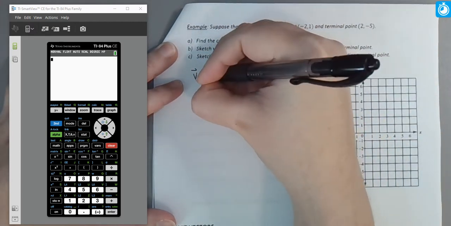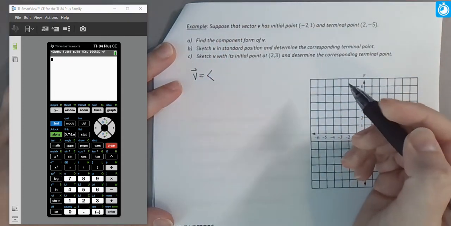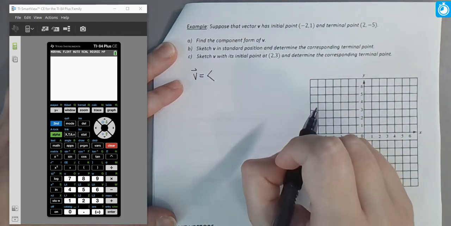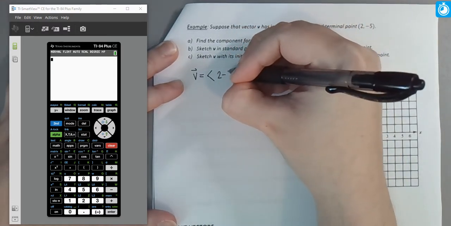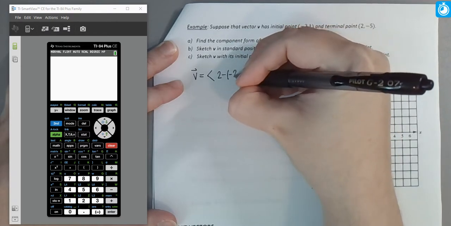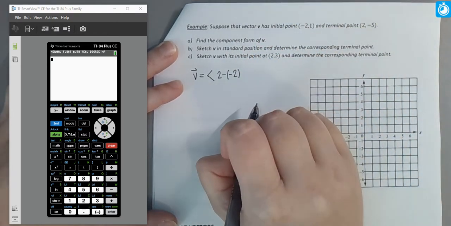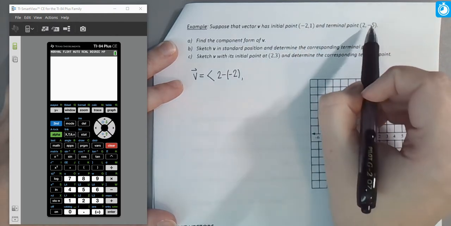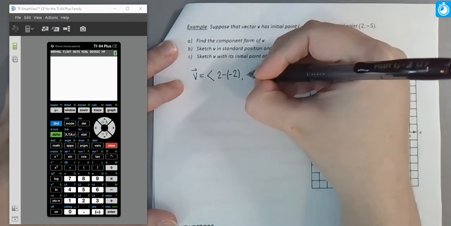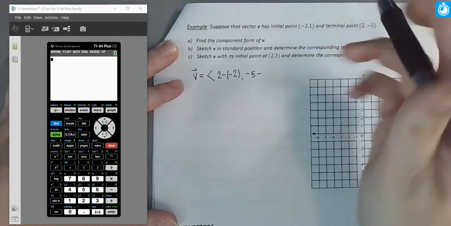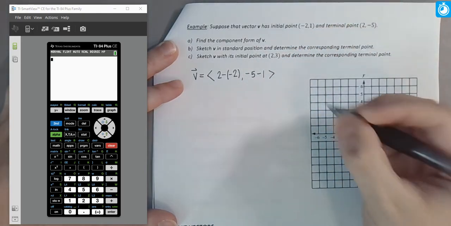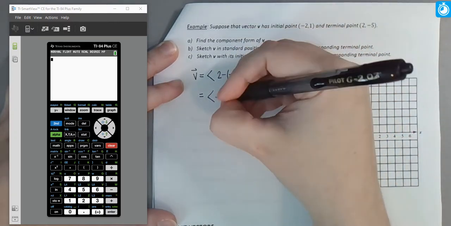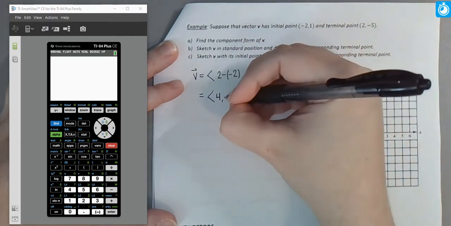So v in component form, our first component is going to be our horizontal displacement. So in other words, how far we have to go to get from our first x-coordinate to our second x-coordinate. And that's going to be defined as x2 minus x1. So watch your signs here. We're subtracting them, but we're subtracting a negative coordinate. Now our vertical displacement, similarly, is the distance to get from our initial y-coordinate to our terminal y-coordinate. So in this case, it's going to be -5 minus 1. And so we simplify those two values down, and that's going to give us the component form of our vector. So 2 minus a -2, that's going to be 4, and -5 minus 1 is going to be -6.